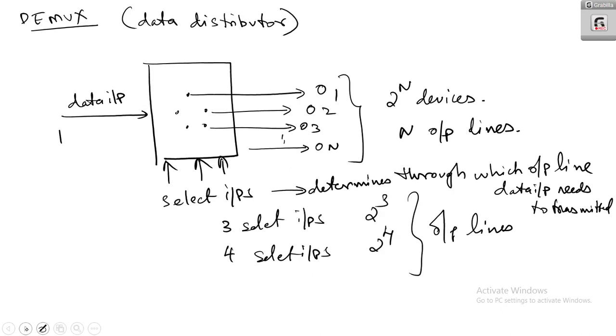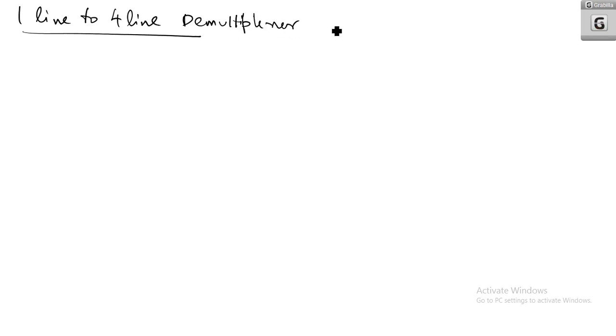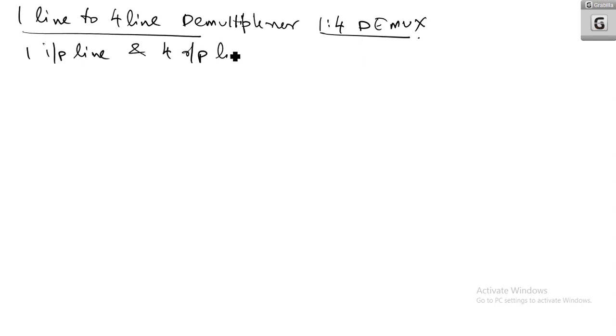Now coming into an example, I am going to explain the 1-line to 4-line demultiplexer, or it is known as 1:4 DMUX. Here there is only one input line and 4 output lines. And to get these 4 output lines, how many select inputs? Select inputs is 2, because using these 2 select inputs, we can have 4 output lines.